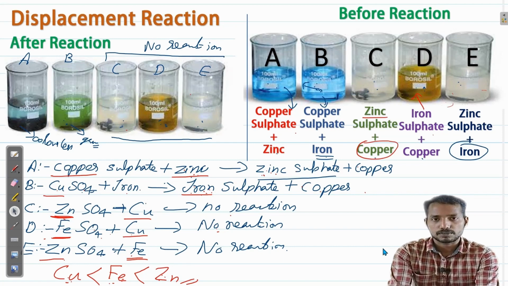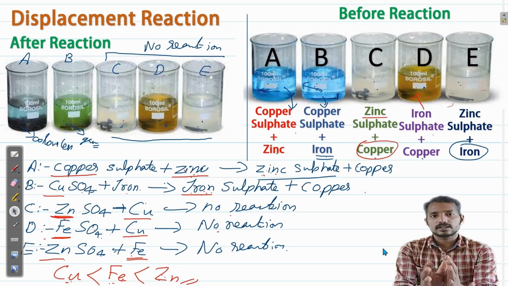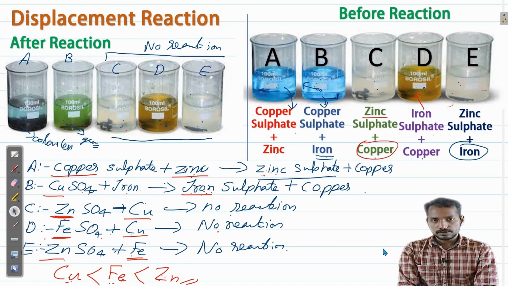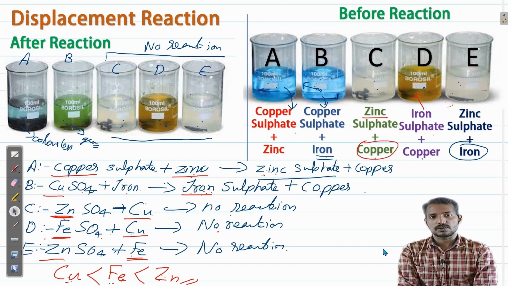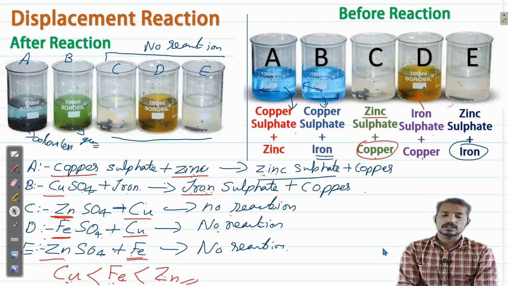This is all about the second part of this chapter. And regarding the uses of metals and non-metals, you can refer to page number 51 so that you will get a clear idea about that. So I'm going to conclude this chapter with this video.